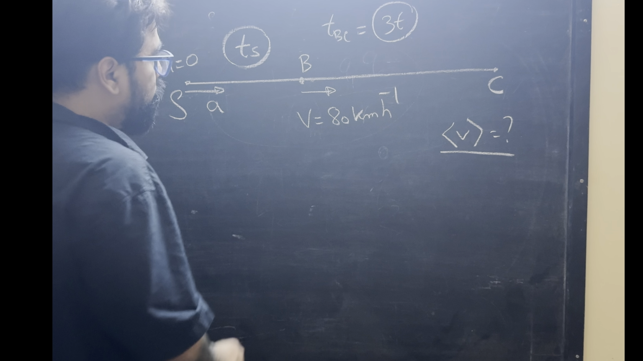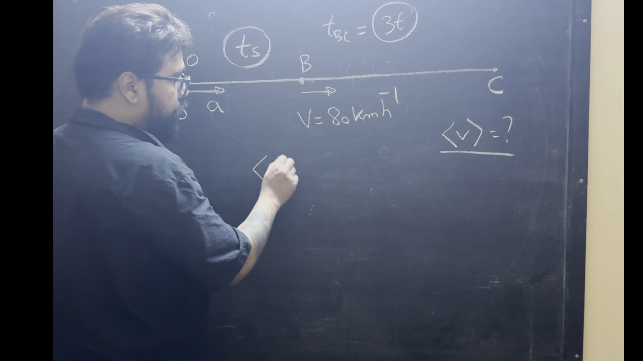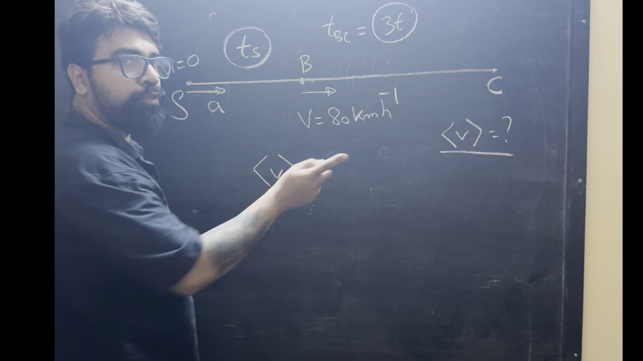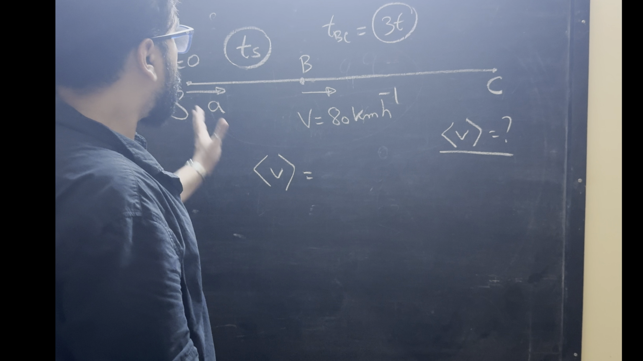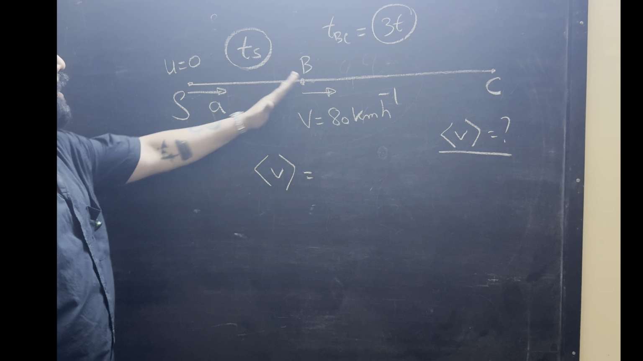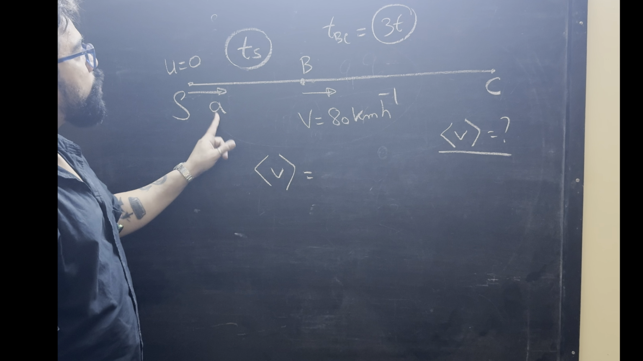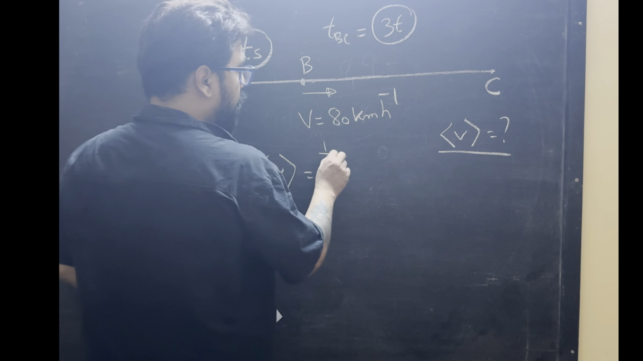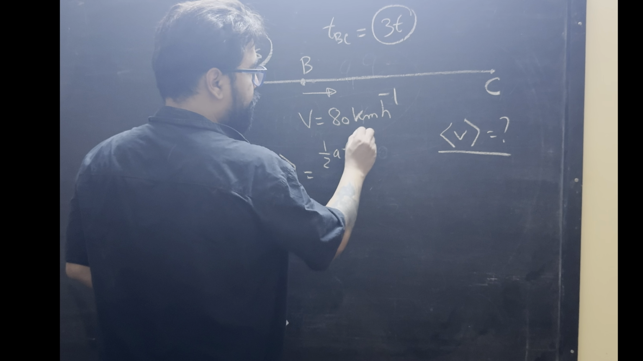So the formula of average speed or average velocity for one directional motion is the total distance. So let us go for average speed. Okay? So average speed will be what? Total distance by total time. Now what is the distance SB? Because with constant acceleration for the time t seconds, that means SB distance is going to be half a t square.